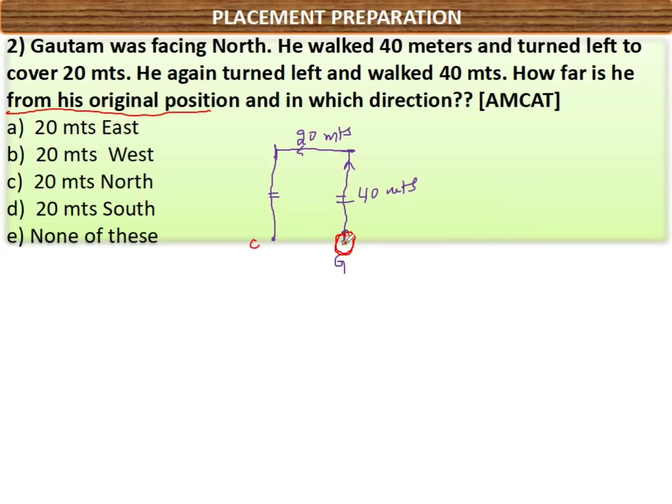From origin, it is towards which side? Left side. Left side means which direction? Obviously west. Only one answer option you have with respect to west. So this is 20 meters, means this also is 20 meters. Your final answer is 20 meters west.